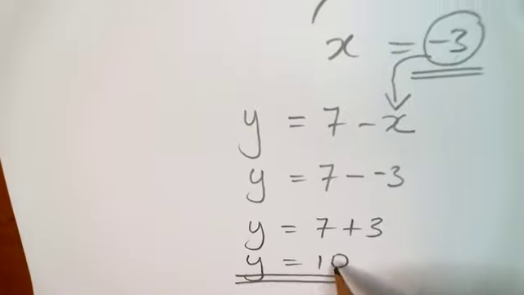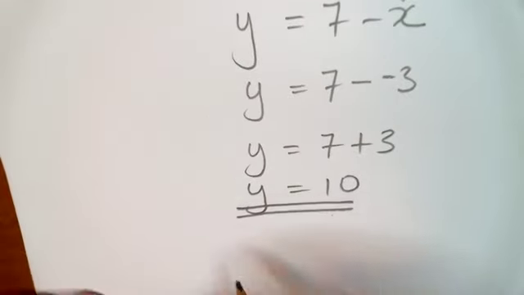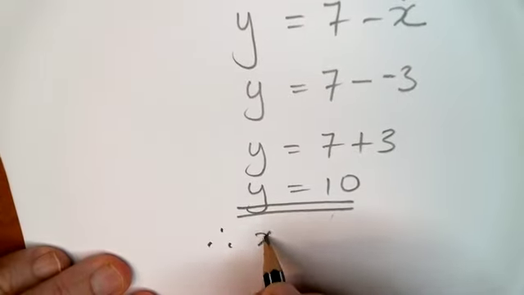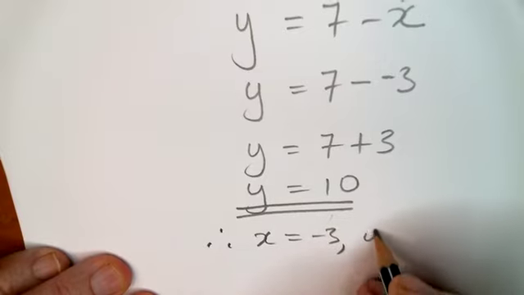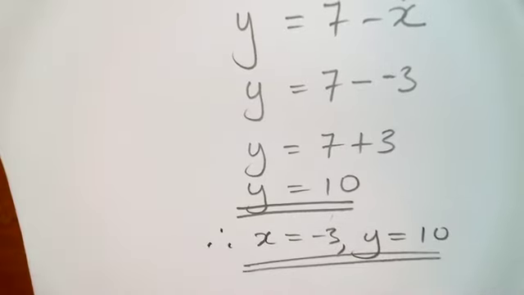So now I've got a value for x being negative 3 and a value for y. So I put therefore x equals negative 3, comma, y is equal to 10. And there is my solution.